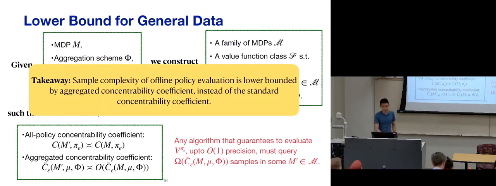So if you only want to remember one thing from this talk, it is that the sample complexity of offline policy evaluation is not bounded by the standard concentrability coefficient, but instead is bounded by the aggregated concentrability coefficient. This aggregated concentrability coefficient is the true quantity that captures the sample complexity.